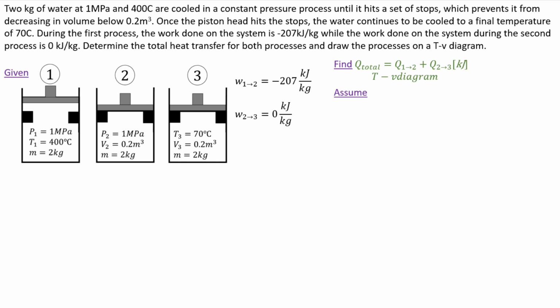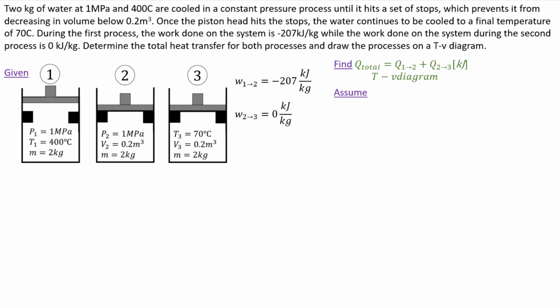But then from state 2 to state 3, we continue to cool it all the way to 70 degrees Celsius. However, because it's hit that set of stops, the volume within the piston cylinder doesn't change. It stays at 0.2 meters cubed per kilogram. The mass does not change, so this is a sealed system. We're also given the work for each process, from state 1 to 2 and from 2 to 3.